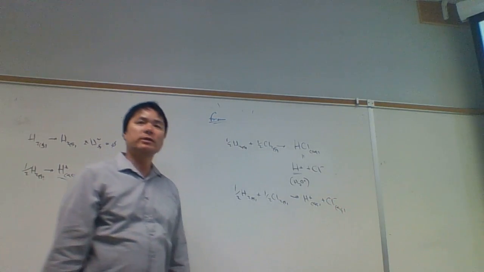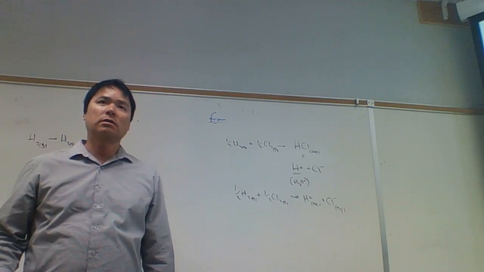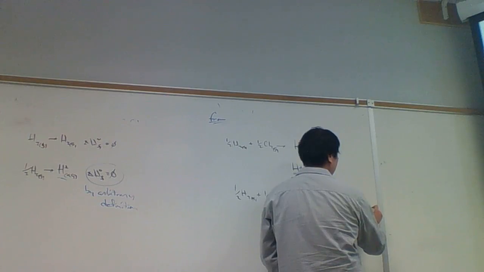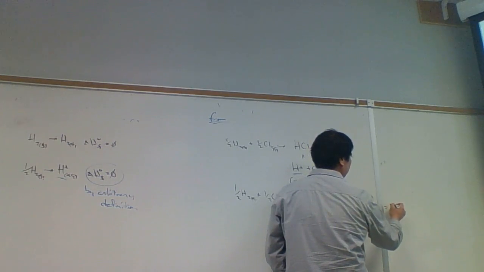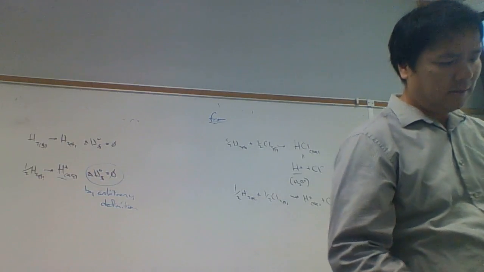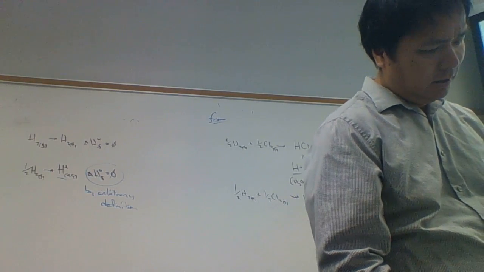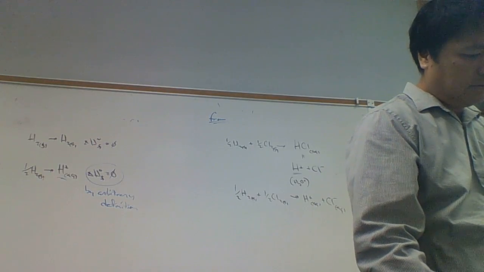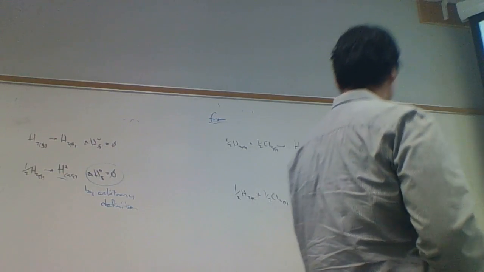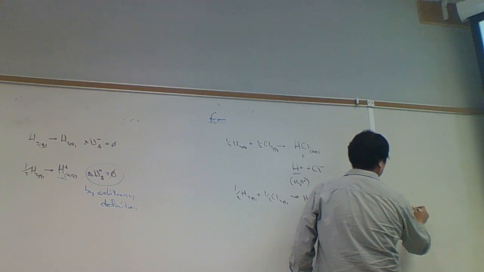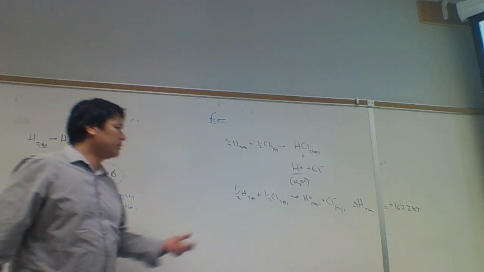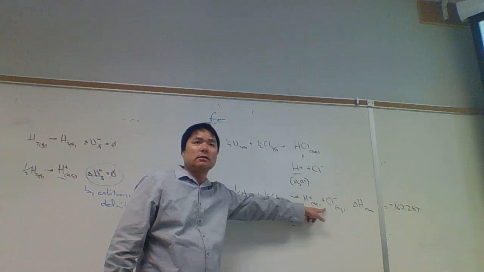Now, we could do a calorimetry experiment for this. It's not hard. We do a calorimetry experiment, and we get a delta H. The delta H for this reaction is equal to minus 167. Actually, let me give you the exact number. I'm just going off memory: 167.2 kilojoules. So this reaction is fine because we're forming a cation and we're forming an anion.